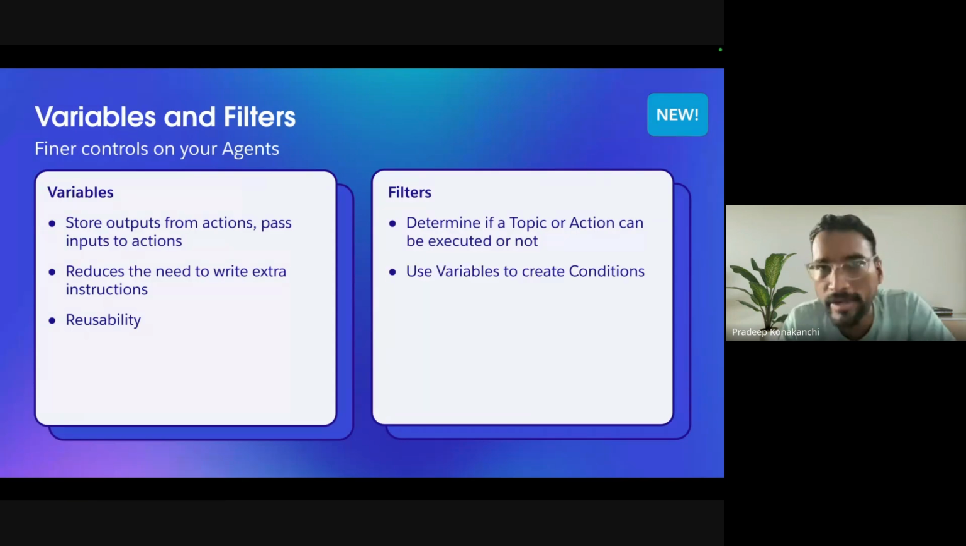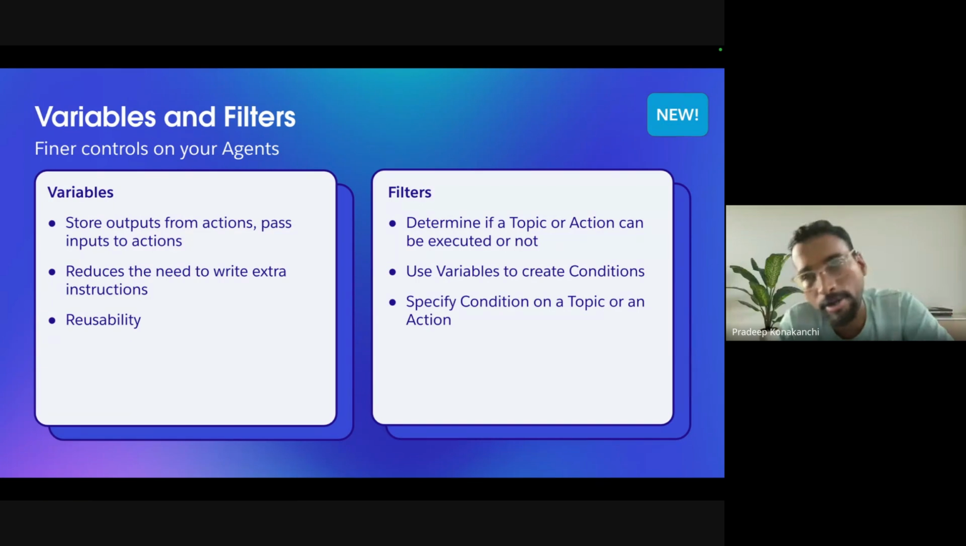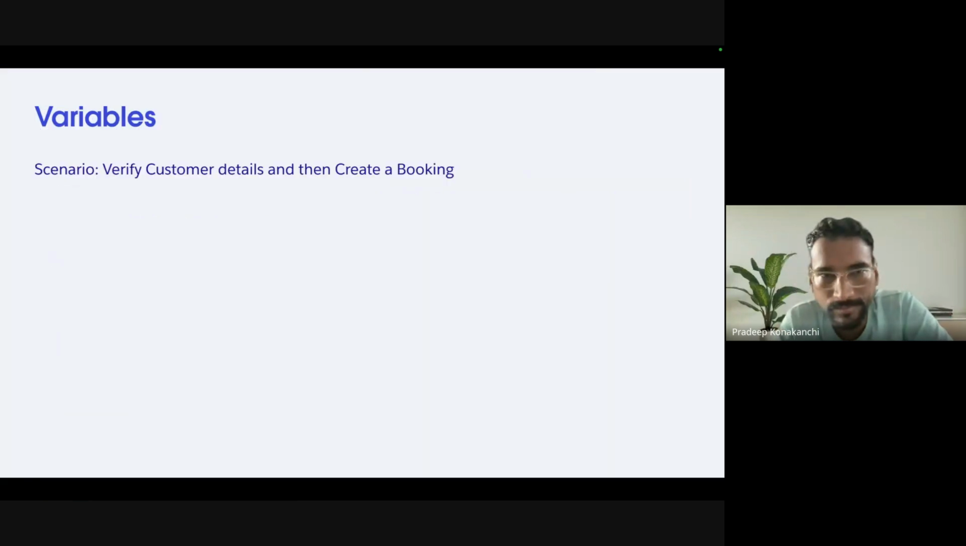And how to create a filter? Firstly, you will create something called a condition. In the condition, you use these variables that you just created, create a condition, and specify that condition inside a filter. And then you can specify that, as I said, on a topic or on an action as well.